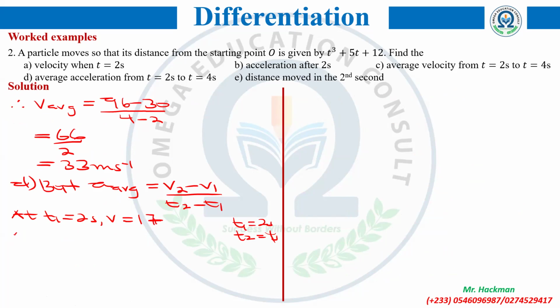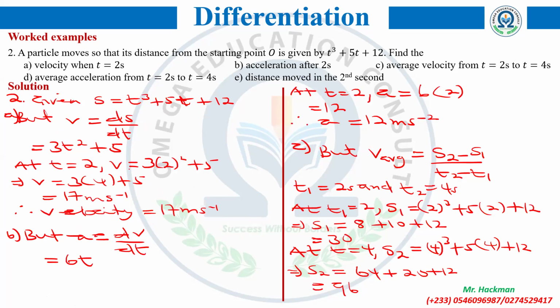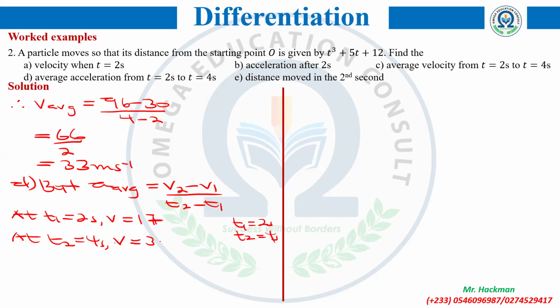Okay, then at t sub 2, which we know is 4 seconds. We haven't done that one, so we need to go and do it. So let's go to our velocity function. And velocity function is what? 3t squared plus 5. So it will be 3 into 4 squared, plus 5. So this implies that your V will be equal to 3 into 4 squared, which is 16, plus 5.